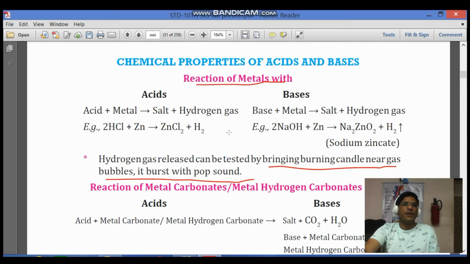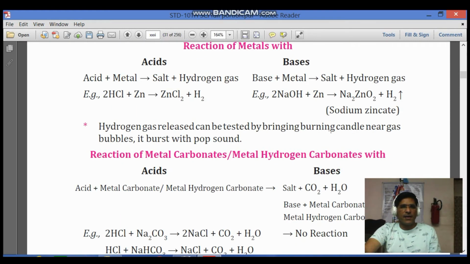So the most simple example: when a metal reacts with an acid or base, it liberates hydrogen gas with a popping sound, and it gives an acidic salt and a basic salt. Clear? So in our textbook the same reactions are there.